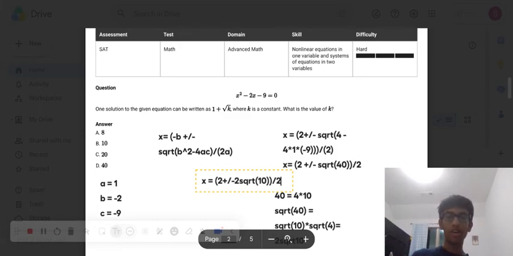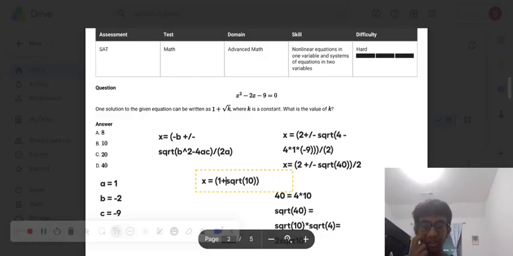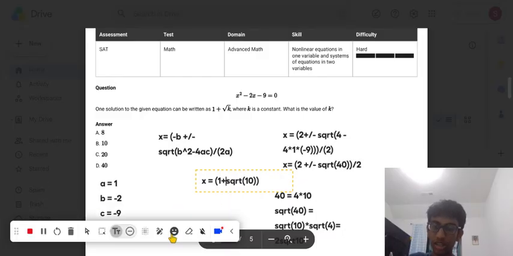We can factor out the 2 and turn this into 2 times 1 plus or minus the square root of 10 over 2. And we can cancel out the 2's, and you're left with 1 plus or minus square root of 10. The solution that we're looking for is 1 plus square root of 10. And it's asking for the value of k, and k is equal to 10, which is our answer.